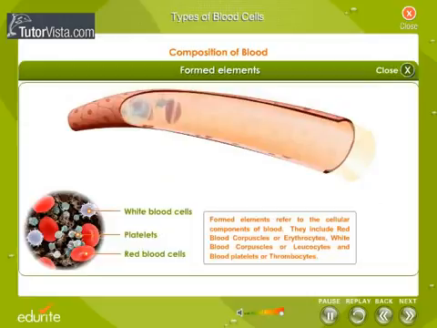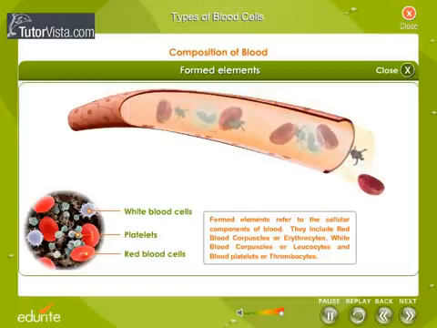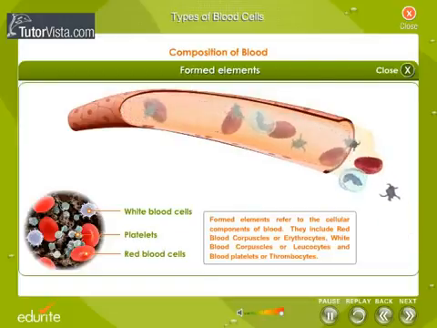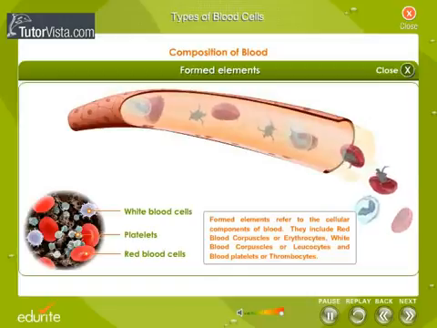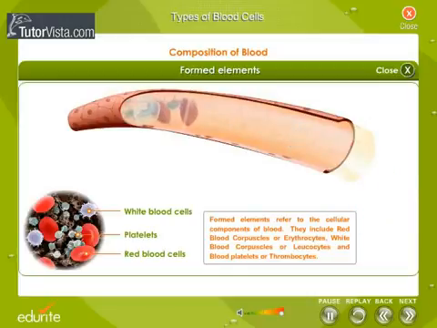Formed elements refer to the cellular components of blood. They include red blood corpuscles or erythrocytes, white blood corpuscles or leukocytes, and blood platelets or thrombocytes.